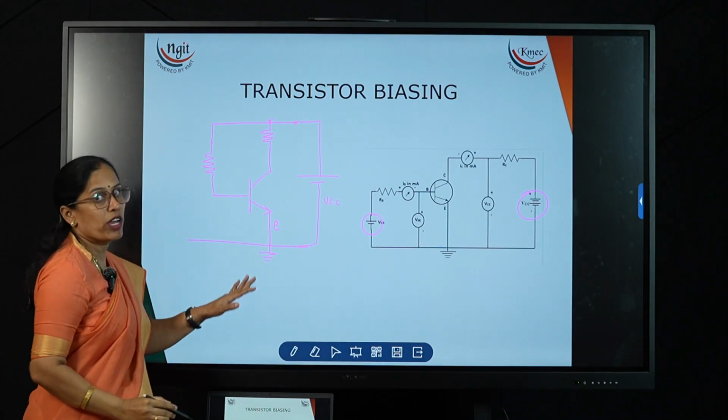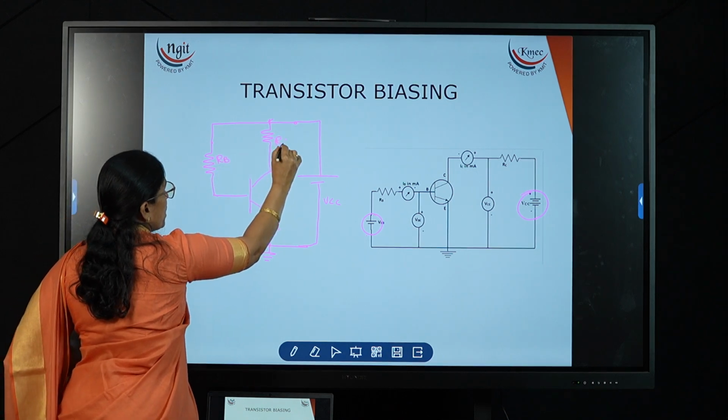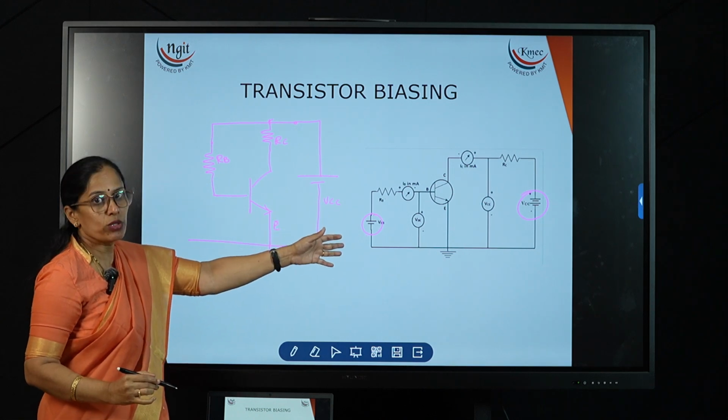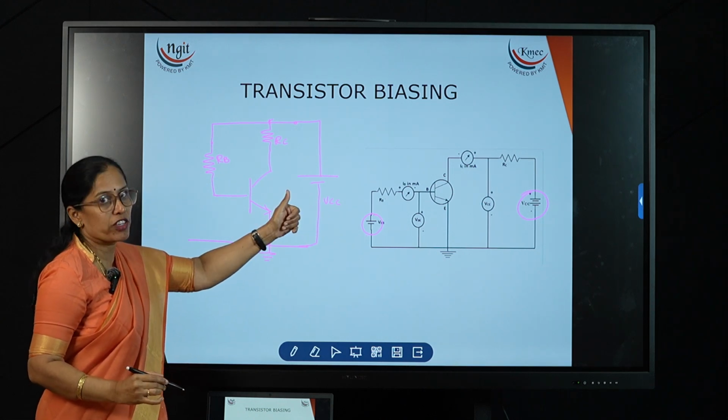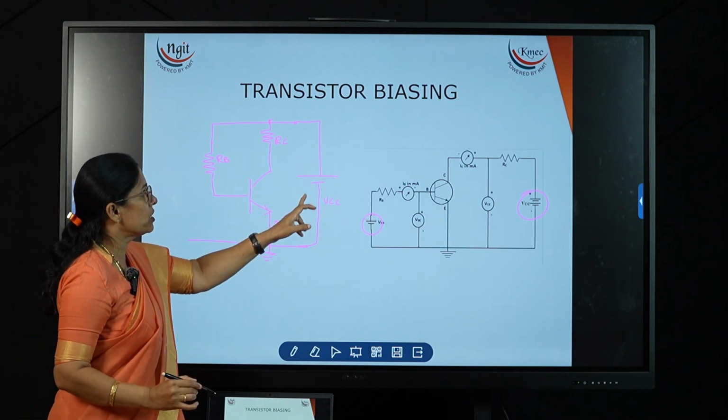Now this is how we have to connect the circuit. This is RB and this is RC. So in total, two resistors we are connecting to the same supply. So there is no need to use two different supplies. A single supply is sufficient. And in an electronic circuit, we don't show the supply loop like this.